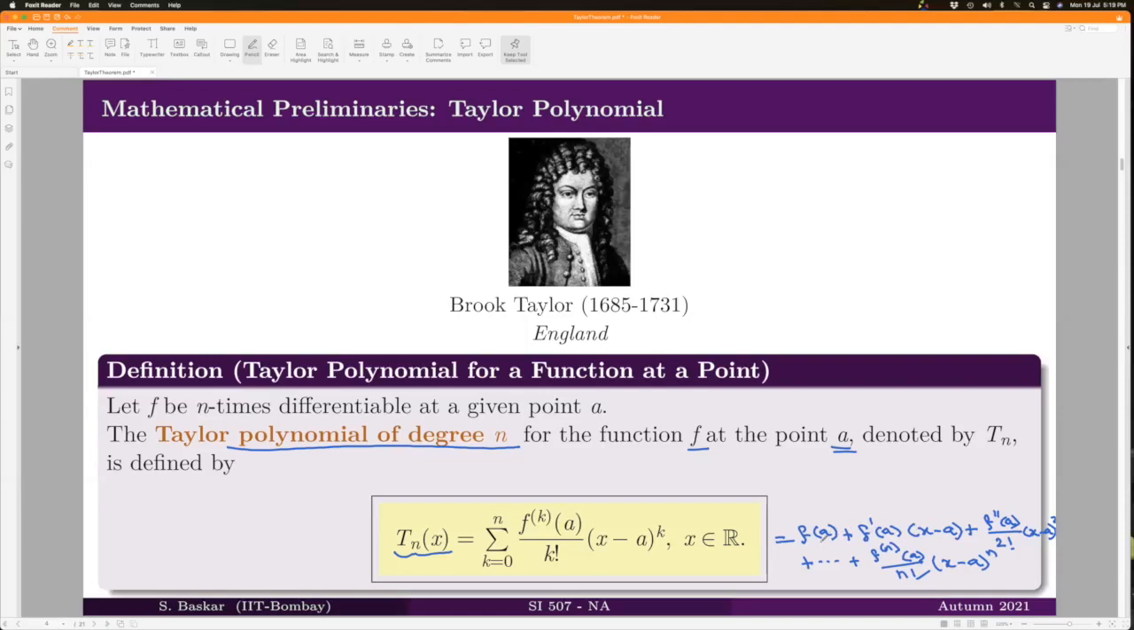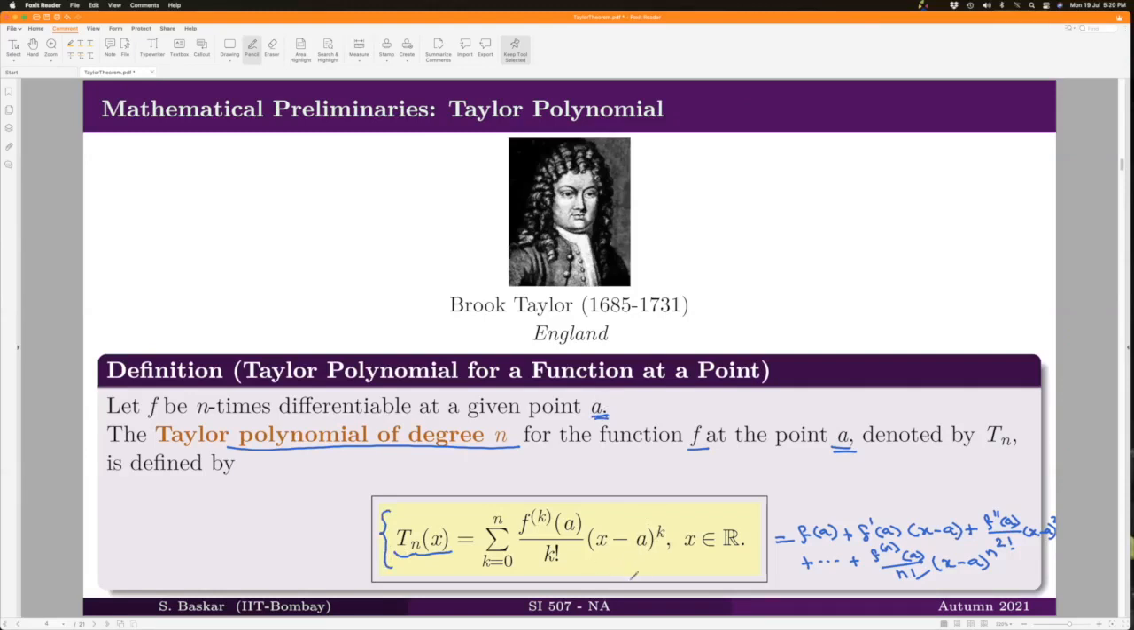So you can clearly see that since a is fixed, this is a polynomial of degree n, and that is called the Taylor polynomial of degree n. Since we need the nth derivative of the function f, we generally assume that f is n times differentiable if we want to write the Taylor polynomial of degree n. So once you are given a function f which is n times differentiable at a point a, you can always write the Taylor polynomial of that function at that point, which is given by this.